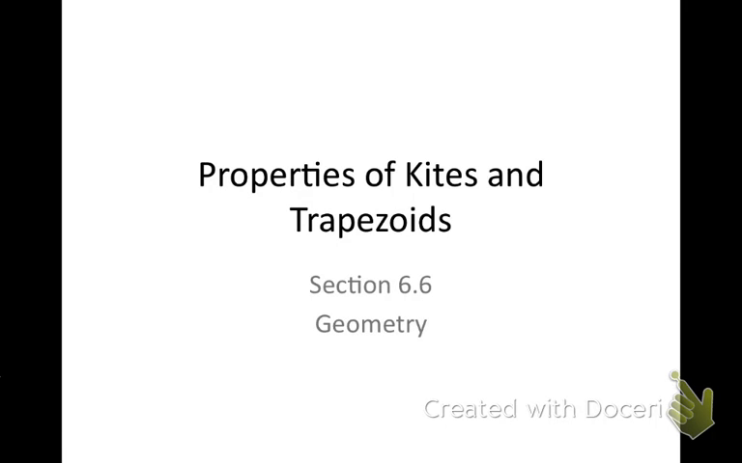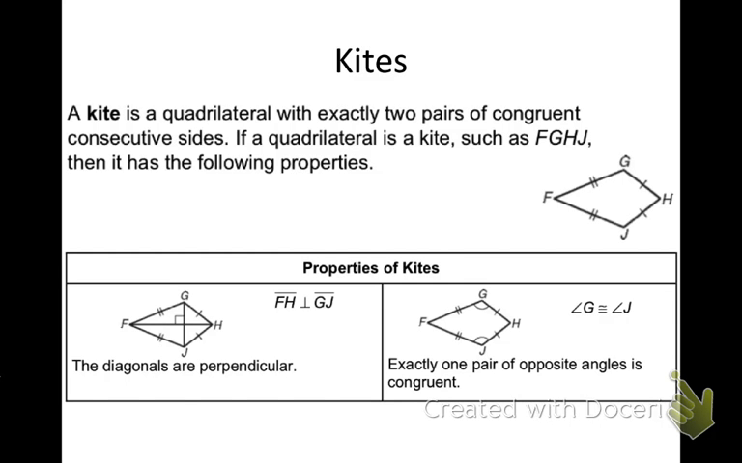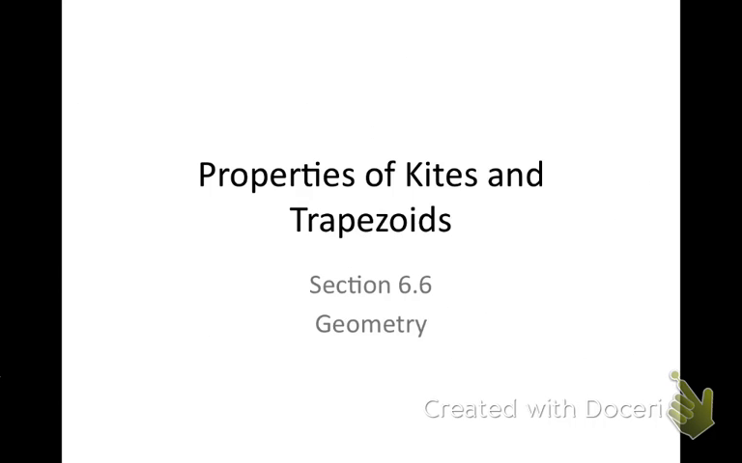Properties of kites and trapezoids, section 6.6. So finishing up our chapter on parallelograms and quadrilaterals, we're going to talk about what a kite and trapezoid is. Neither one of these are parallelograms, by the way, but they are kind of unique quadrilaterals in themselves. Section 6.6.